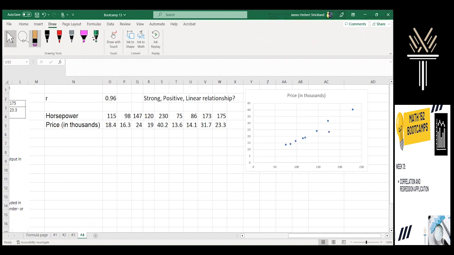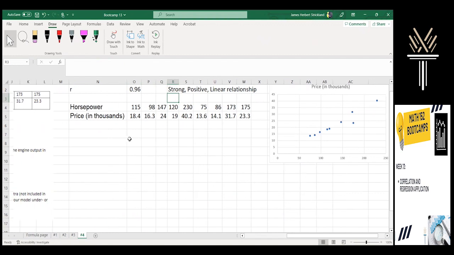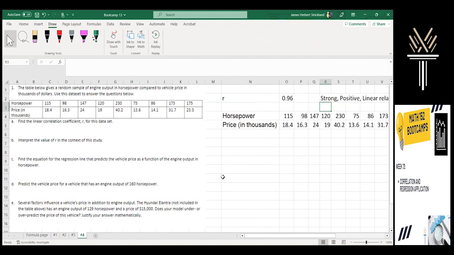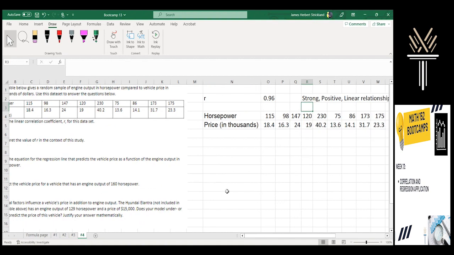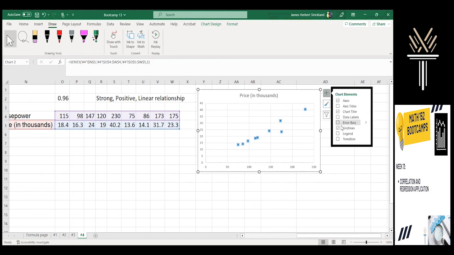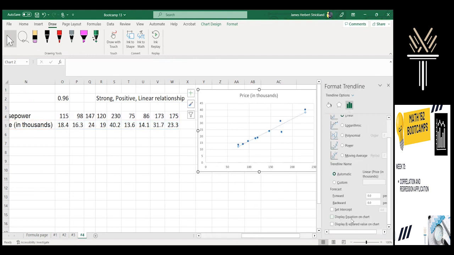And so yeah, we can definitely say a strong positive linear relationship without much reservation. Okay, so now we're ready for the regression line and equation. Let's just go ahead and turn it on this time. Trend line, more options, scroll to the bottom. There we go. I went ahead and added the r squared for good measure.